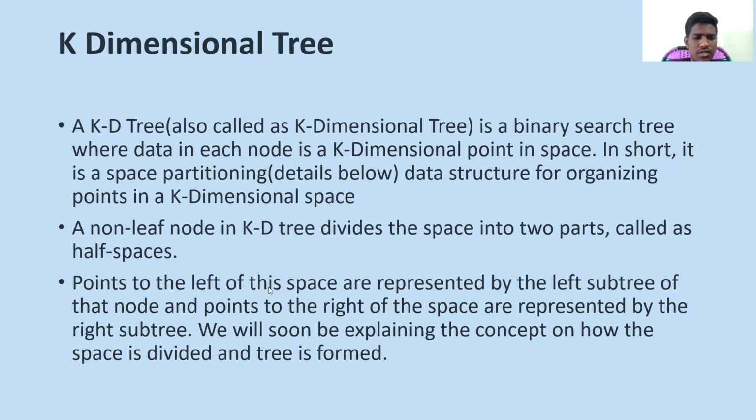Points to the left of the space are represented by the left subtree of that node, and points to the right of the space are represented by the right subtree. If we take one KD tree, the left of the root node will be the left subtree, and the right of the root node will be the right subtree. It follows the same properties as a BST, that is, a binary search tree.